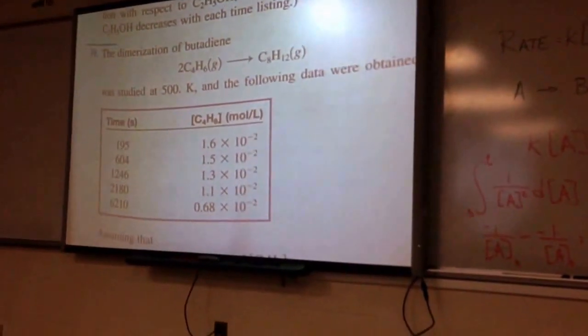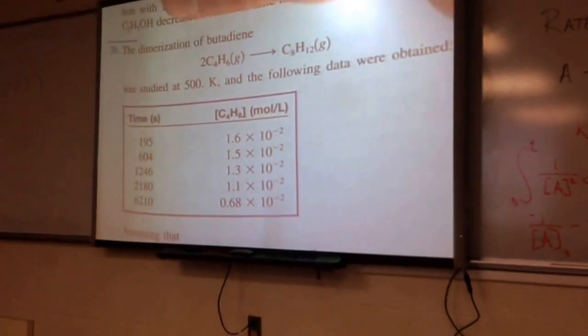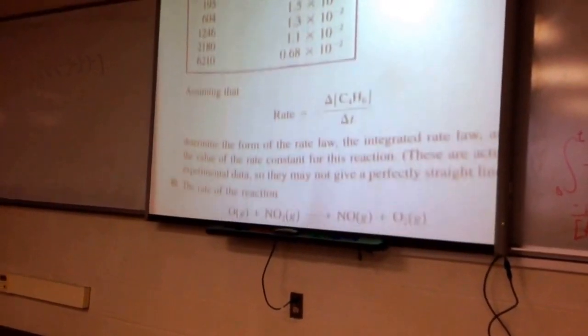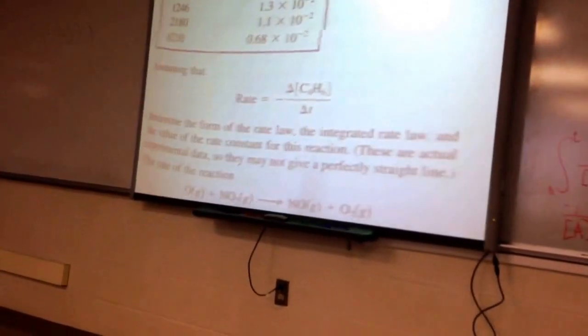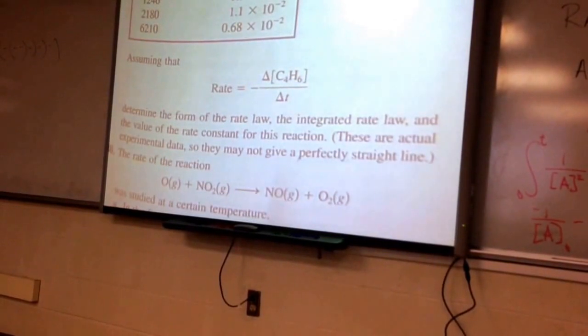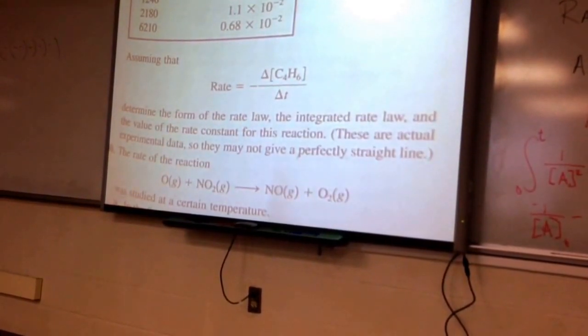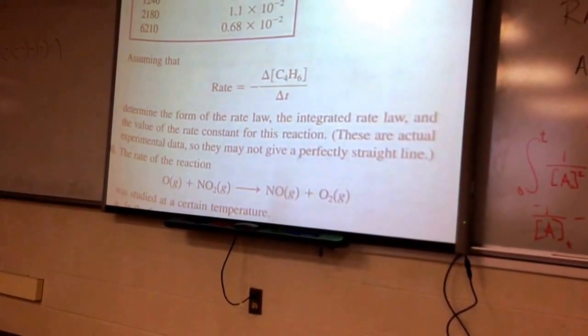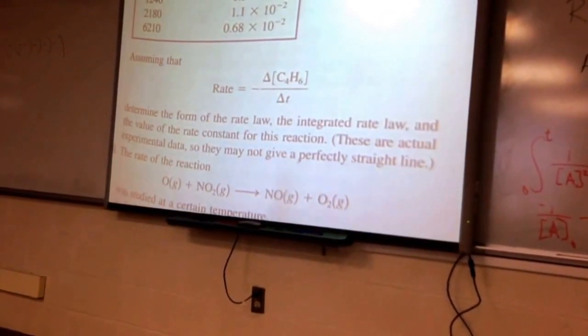Okay, so that reaction was studied, and what are we given here? We're given time versus concentration. So the question is, determine the form of the rate law, the integrated rate law, and the value of the rate constant K. You were asking earlier, do we always have to find K? You always have to find K. So how would we find what the rate law is? How do we know what the order is?